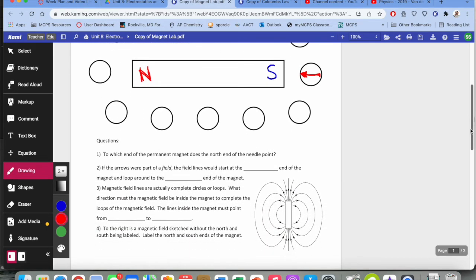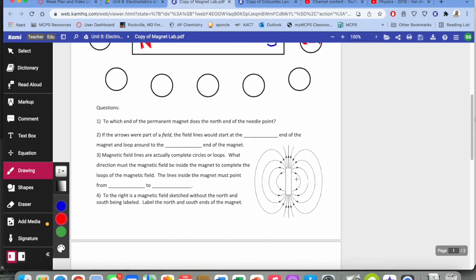Then you're going to answer questions. Don't forget to label the two parts of this based on your data above. Okay. There's no blank written right here, but you should probably answer this question as well.